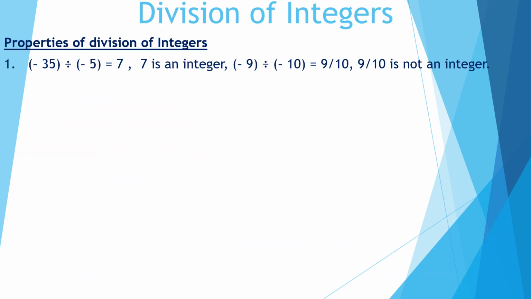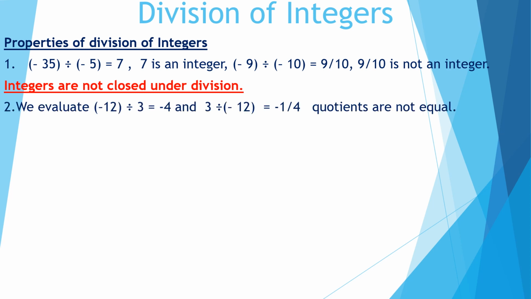Now let's look at some properties of division of integers. Minus 35 divided by minus 5, we get a positive integer 7. But when we divide minus 9 by minus 10, we are not getting an integer. We get a fraction 9 by 10. So integers are not closed under division.